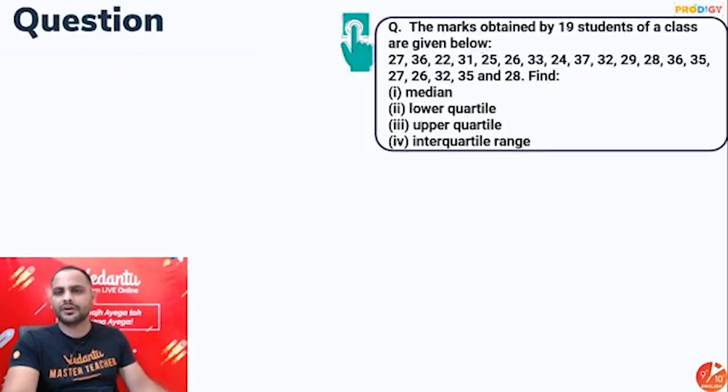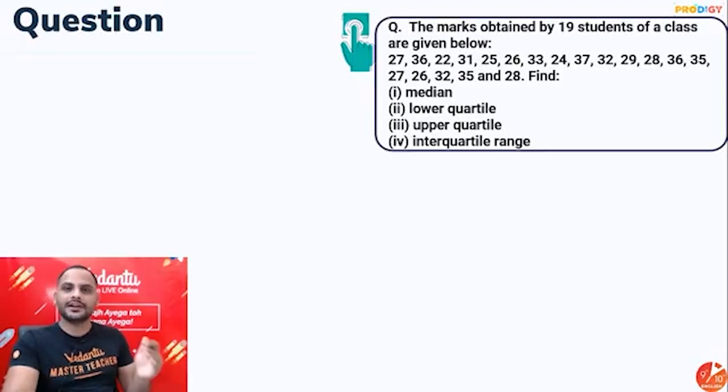For example, the marks obtained by 19 students of a class are given below. Find median, lower quartile, upper quartile, and interquartile range. Now, the biggest mistake which students make over here, although knowing everything, is they will directly start doing the middle term. Total 19 students, so 19 plus 1 is 20 by 2, 10th term. So 1, 2, 3, 4, 5, 6, 7, 8, 9, 10. 32, they'll write the answer without noticing that this is the raw form of this data.